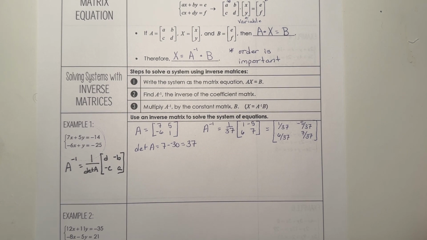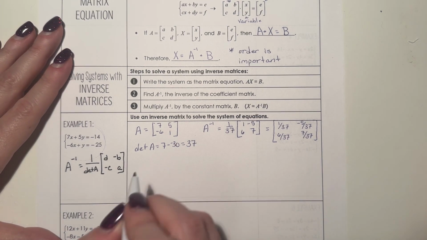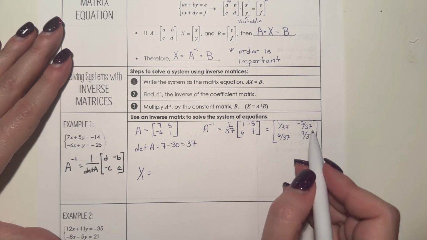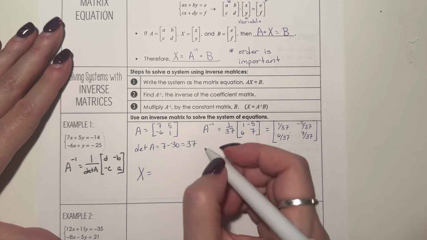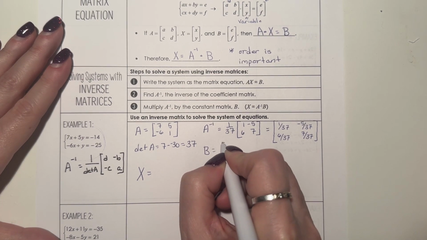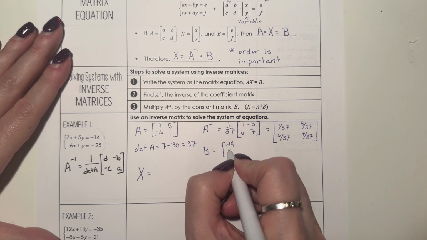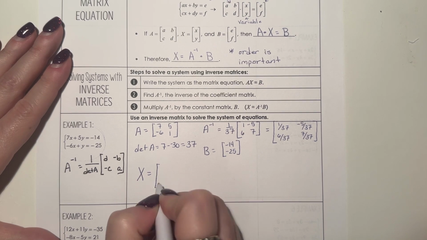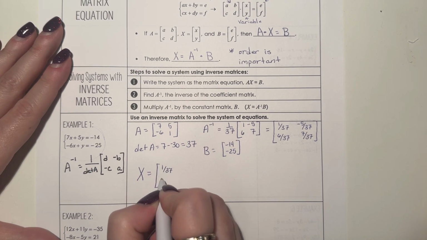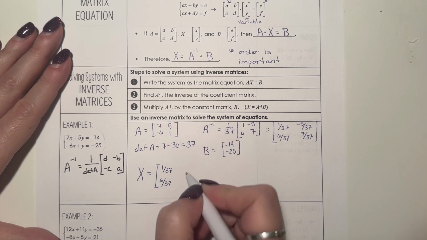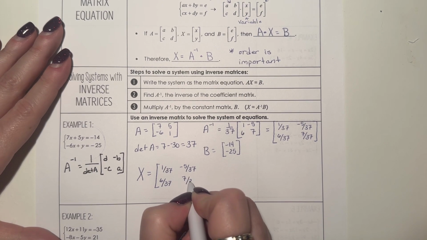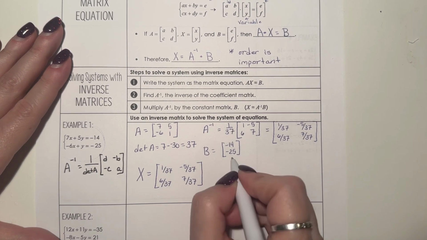Ugh. Okay, like I said, it gets a little gross for a little bit, but then everything's going to come out okay. All right, so in order to find out what X is, you're going to do A inverse times B. Oh, we didn't write our B matrix yet. Let's do that real fast. -14 and -25. Okay, so we're going to multiply 1 over 37, 6 over 37, negative 5 over 37, and 7 over 37, times that guy right there.